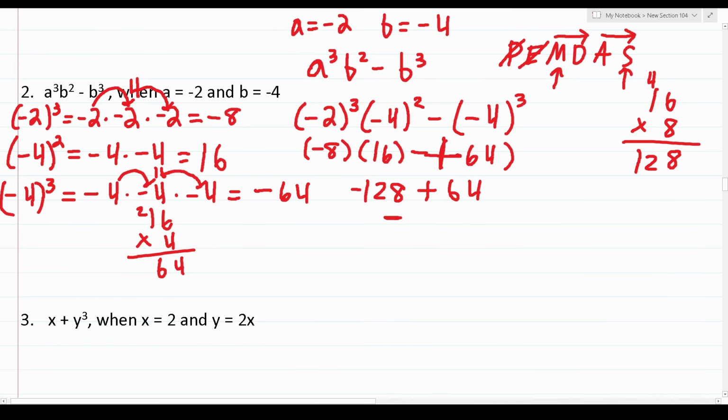So I know my answer is going to be negative. And the way I'm going to solve this one is like this. 128 minus 64. But I already know my answer is going to be negative. So 8 minus 4 is 4. And 12 minus 6 is 6. So this becomes negative 64.